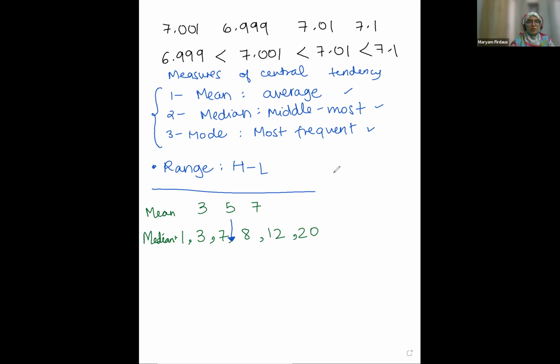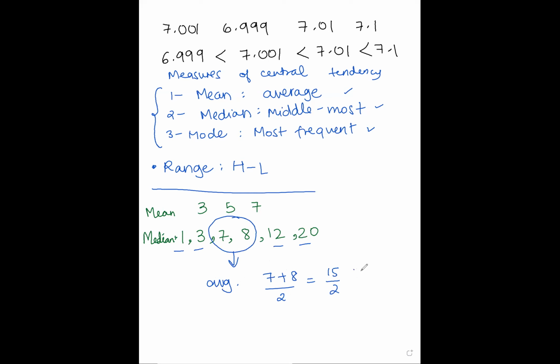So you have to find the average of these two. They are both at the center, right? There are 2 at the left and 2 at the right, so they are both together at the center. So now you find the average of them. 7 plus 8 by 2, which is 15 by 2.